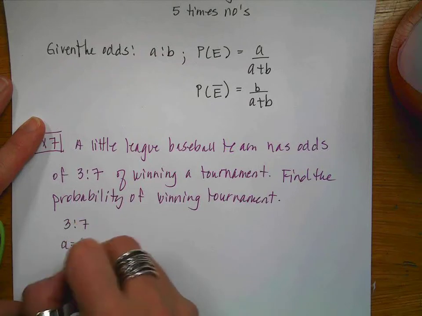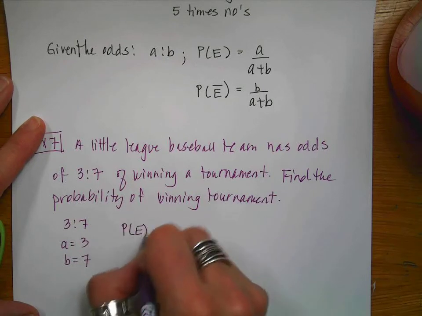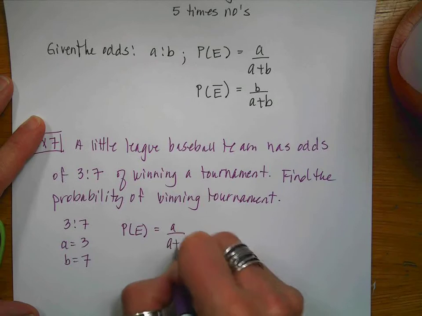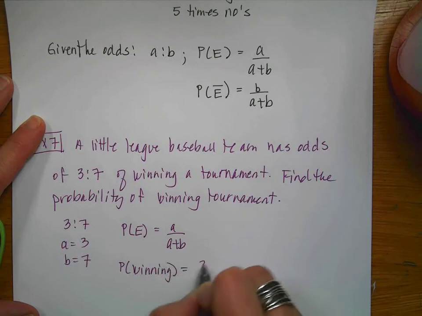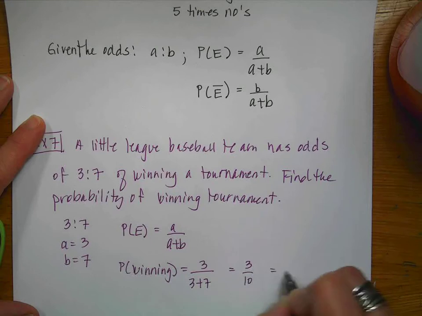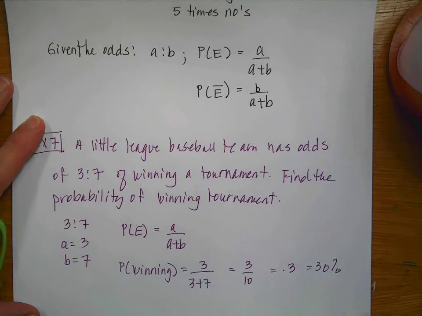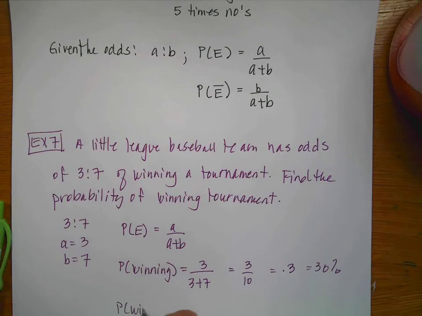Okay, so as we set up what we know, we have 3 to 7, so that means A is 3 and B is 7. So then the probability of E is A over A plus B. So the probability of winning is going to equal 3 over 3 plus 7, which is 3 over 10, which is 0.3. And then because it is a probability, we can write it as a percent. So it's a 30% chance of winning the tournament. So the probability of winning is going to be 30%.